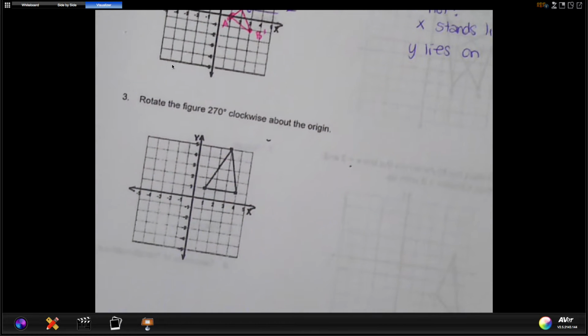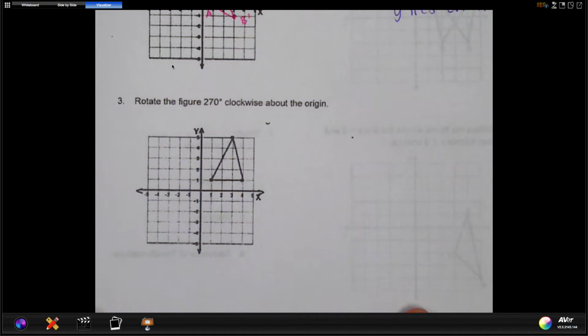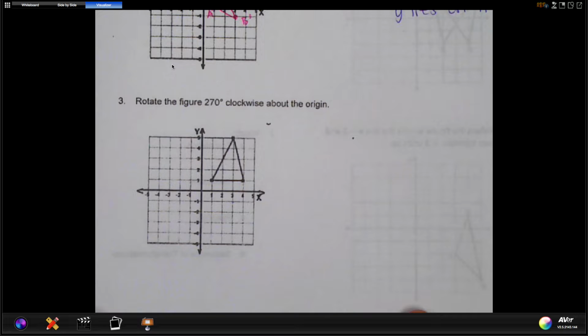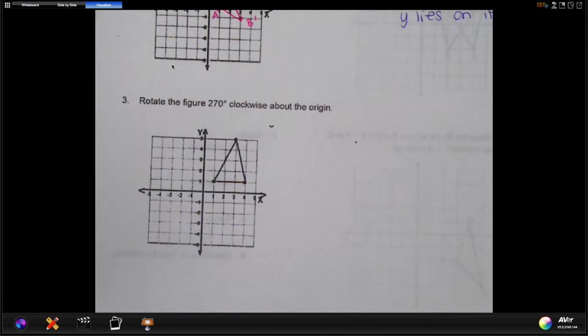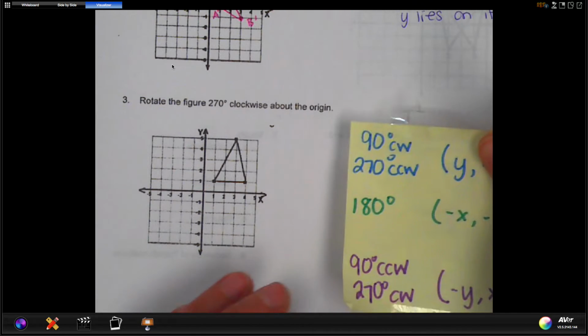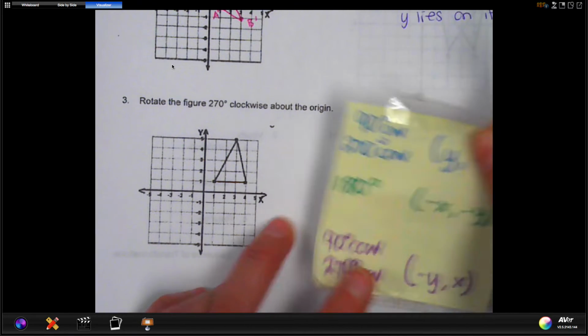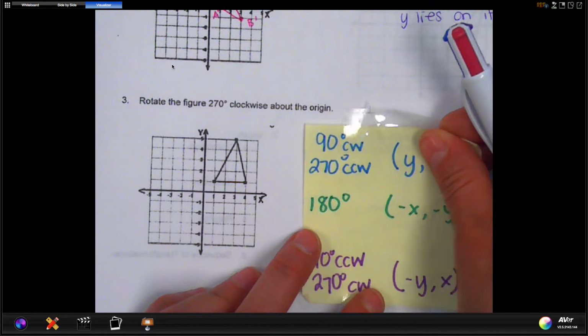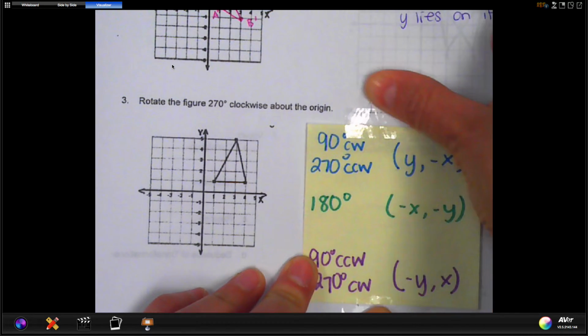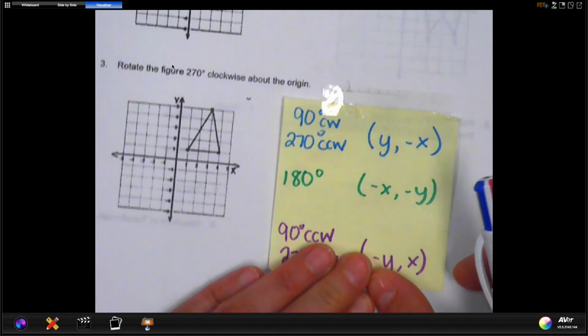So number 3 says rotate the figure 270 degrees clockwise about the origin. And so let's see if I can find my little sticky note here. Something that you want to make sure you know for this quiz are the rules for rotations. Instead of me rewriting them all, I have written them several times, but here are our notes for that. If you do not have these notes somewhere, you're going to want them.